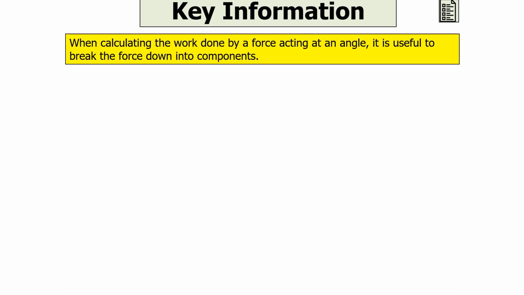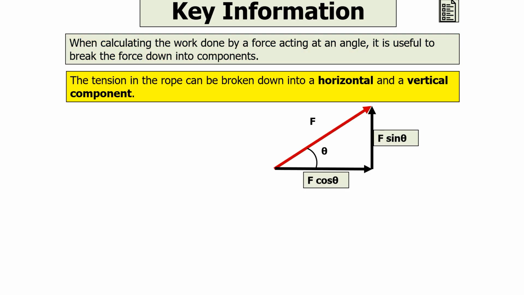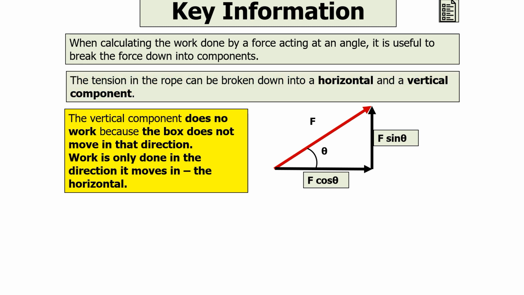So when calculating the work done by a force acting at an angle, it's useful to break the force down into components. For example, here, the tension in the rope can be broken down into horizontal and vertical components. The vertical component does no work because the box does not move in that direction. Work is only done in the direction it moves in, the horizontal.